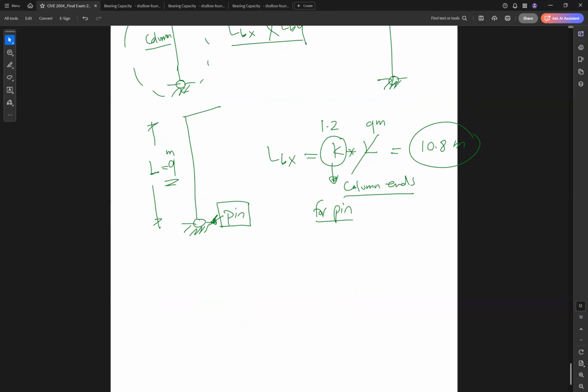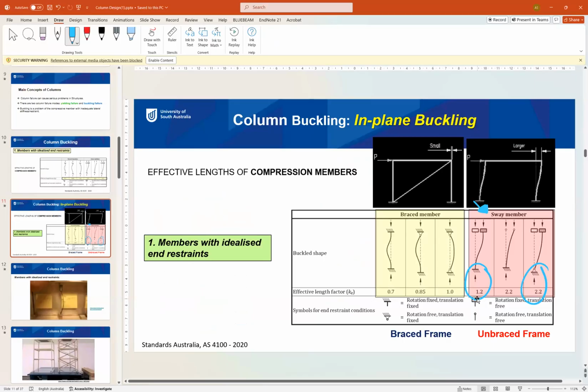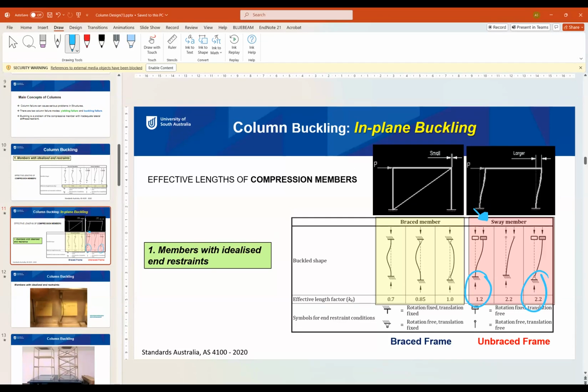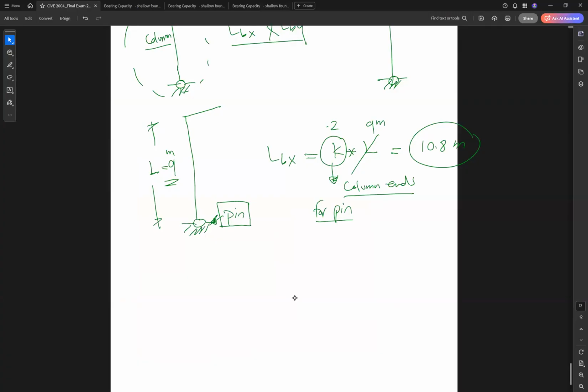Just to show it in the video: 2.2 for bend and 1.2 for fixed. Our example we are solving is bend. So if it is bend, it is not 1.2, it is 2.2. So for bend, 2.2.